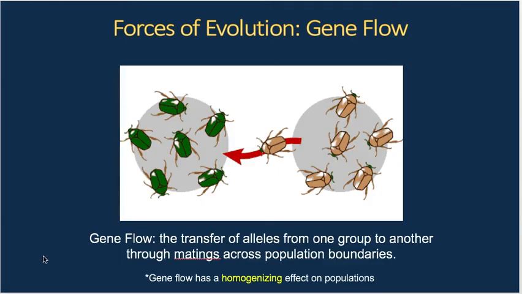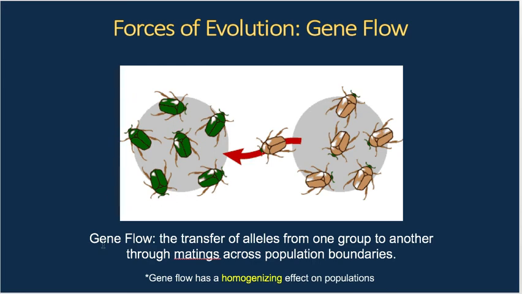The last one here, gene flow. Gene flow is pretty simple. As it says here, it's defined as the transfer of alleles from one group to another through matings across population boundaries. So what this just means is that you have these two populations that are mostly separate from one another, but there's still some mating that's happening across the population boundary. So you end up with genetic exchange at really low levels between these two populations.